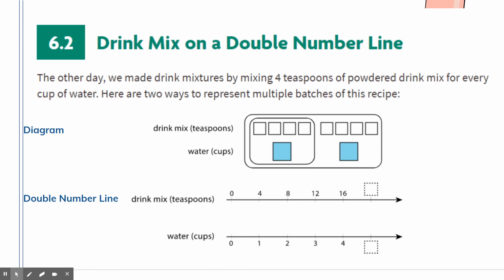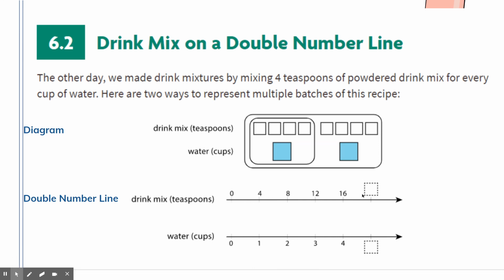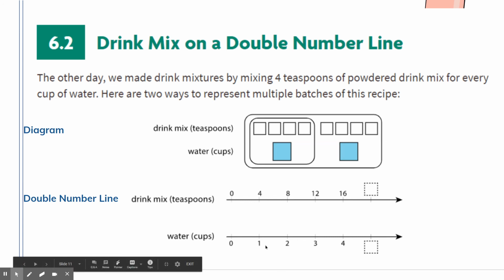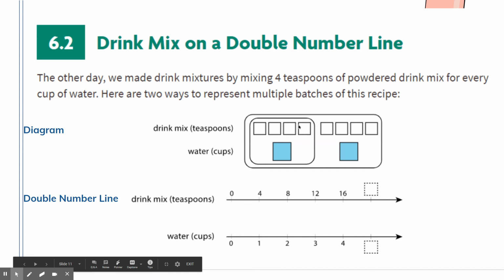And then the very last thing I'm going to ask you to do with this is there are some missing boxes over here. If this number line continues to count by 4, what should go in this box? And if this number line continues to count by 1 for each batch, what should go in this missing box? And you're going to add that in with the Draw It tool. Okay, so you're going to be doing that on the next set of slides using this relationship that for every 4 teaspoons of drink mix, there is 1 cup of water.